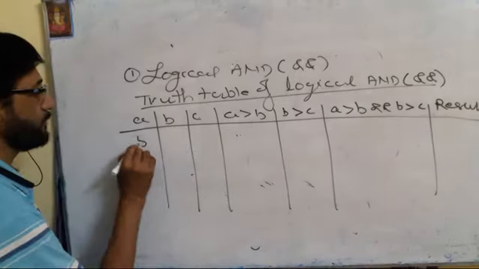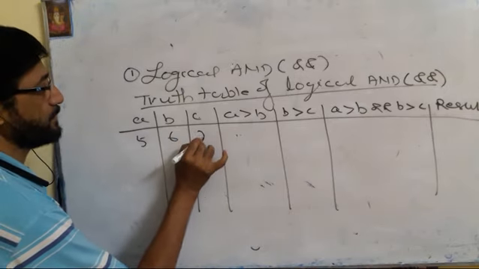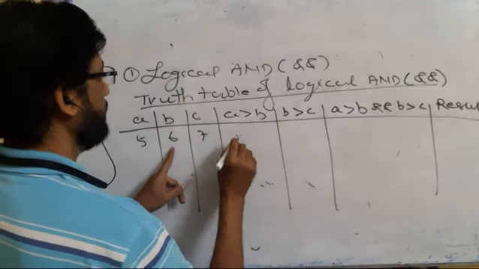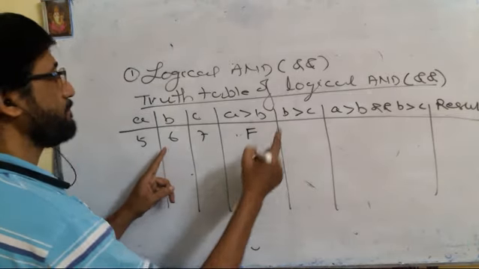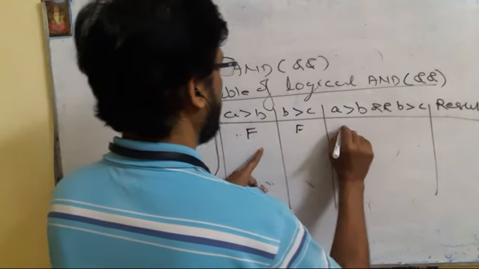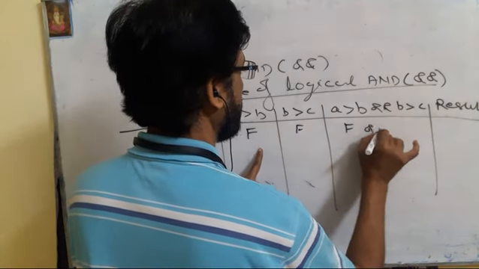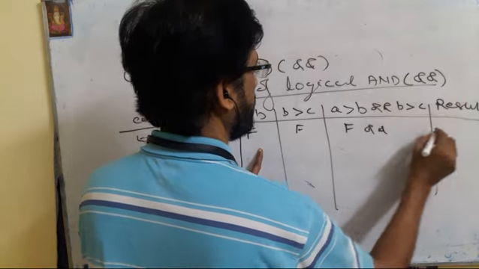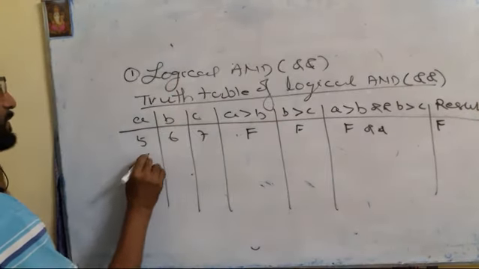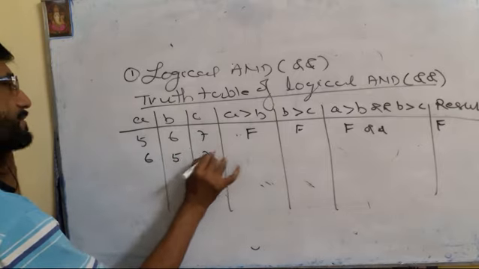Suppose A is equal to 5, B is equal to 6, C is equal to 7. A greater than B, that is 5 greater than 6, is false. B greater than C is also false. So false and false, the result is false. Suppose this is 6, 5 and it is 7.